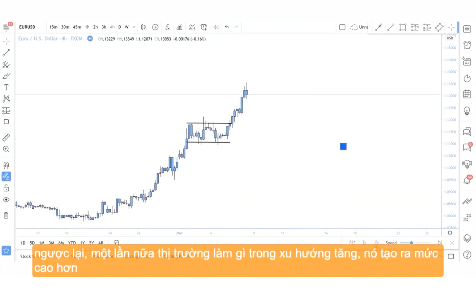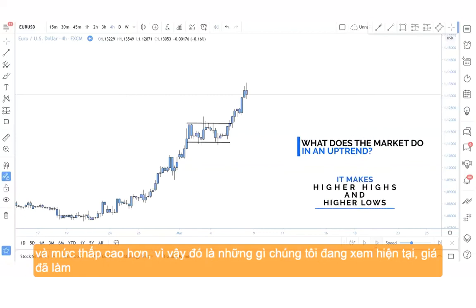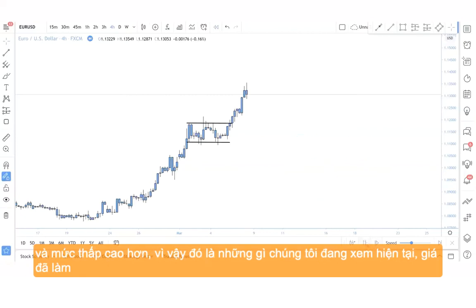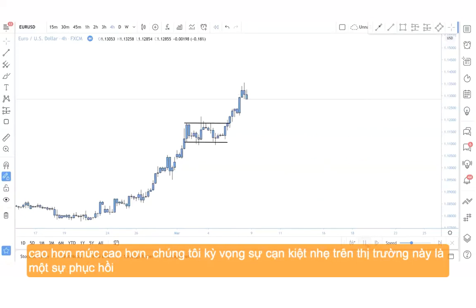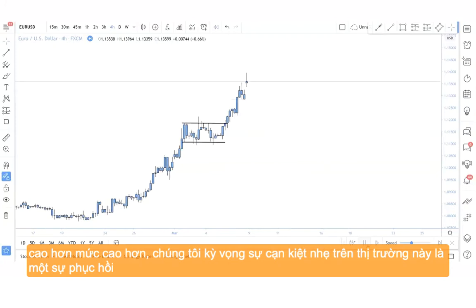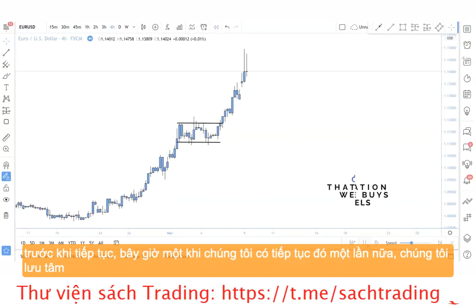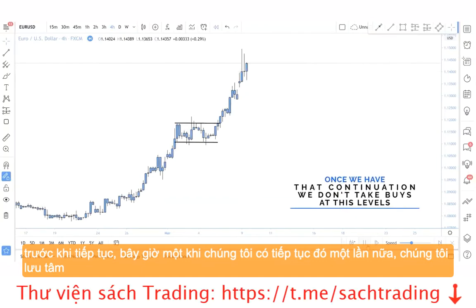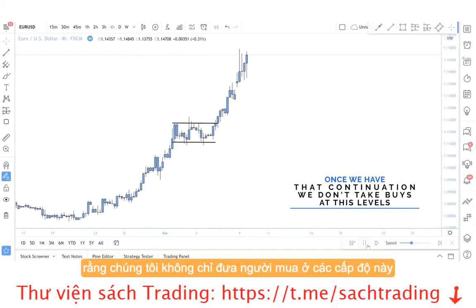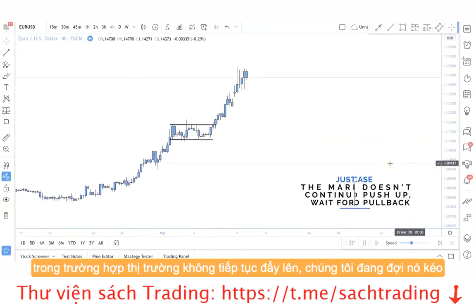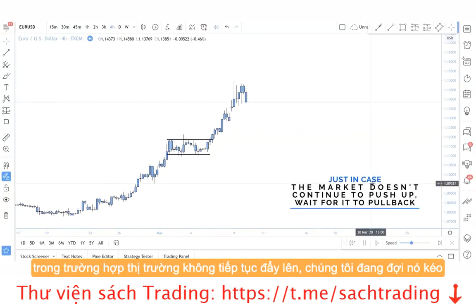So again, what does the market do in an uptrend? It makes higher highs and higher lows. So that's what we're watching right now. Price has made the higher high. We expect a slight exhaustion on this market, a pullback before the continuation. Now, once we have that continuation, again, we're mindful that we don't take buys at these levels, just in case the market doesn't continue to push up. We're waiting for it to pull back.